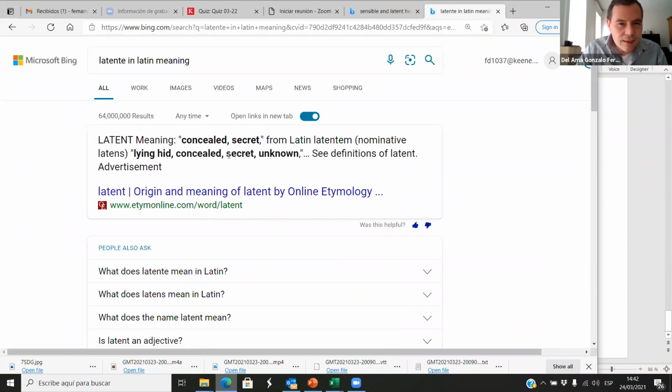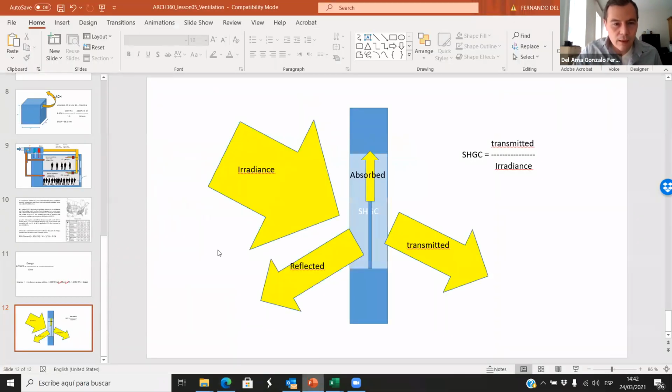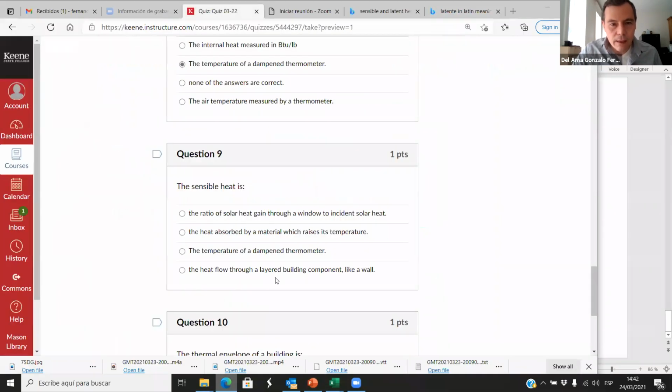Okay, so it's secret, unknown. This is what latent, or latente, means in Latin. So it's something that we don't know or we don't feel. We can feel that the temperature is changing, so this is sensible. But latent is something that we cannot see or even feel, because it's within the moisture. Yes, the moisture is absorbing heat, absorbing energy, but human beings don't feel this. Okay, so that's the difference between the sensible and the latent.